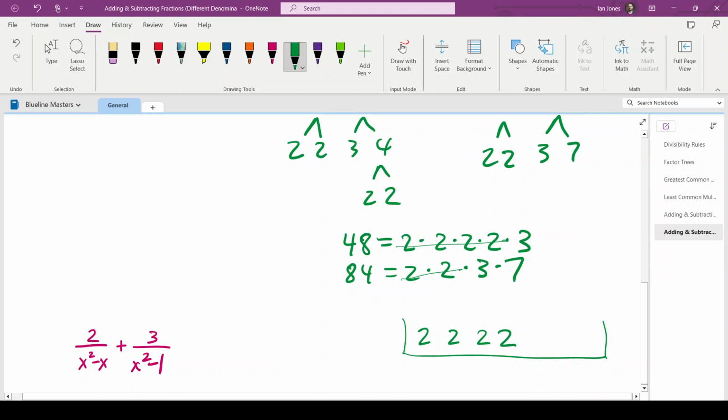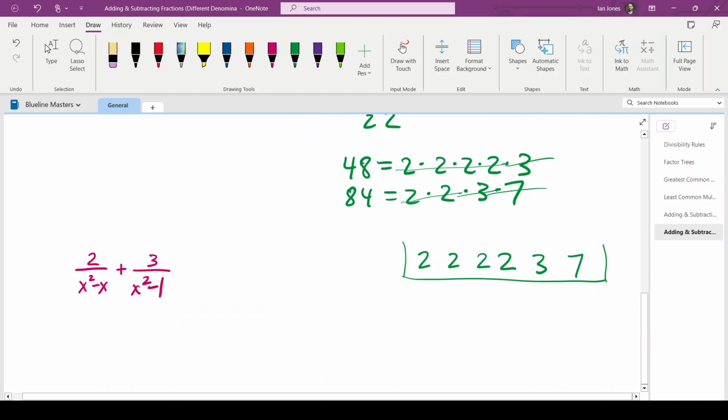What else do I need? Well, I also need a 3. I need a 3 because if she asks for a 48, I need a 3, and if she asks for an 84, I need a 3. I don't need any more than 1 3. 1 3 is enough. Now, I already have enough here to make a 48, but if she asks me for an 84, then I also need a 7 as an ingredient. So I'm going to add that to my shopping cart as well.